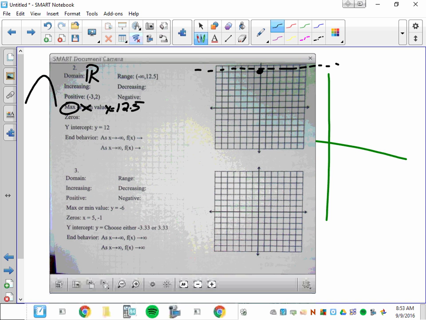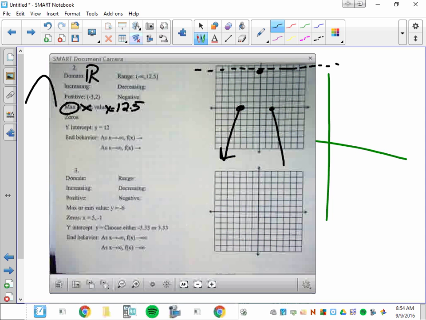Now the only other piece of information they gave me was it's positive from negative 3 to 2. What does that tell me? The roots are negative 3 and 2. So negative 3 and 2. So I know it's going to look like this.